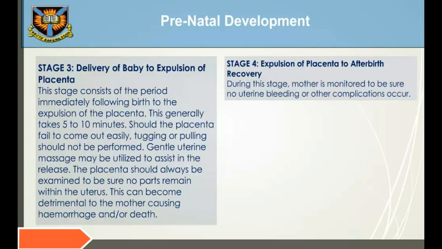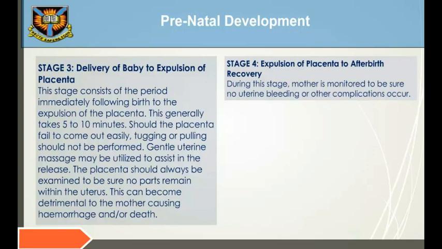Should the placenta fail to come out easily, tugging or pulling should not be performed. Gentle uterine massage may be utilized to assist in the release. The placenta should always be examined to be sure no part remains within the uterus. This can become detrimental to the mother, causing hemorrhage and/or death.